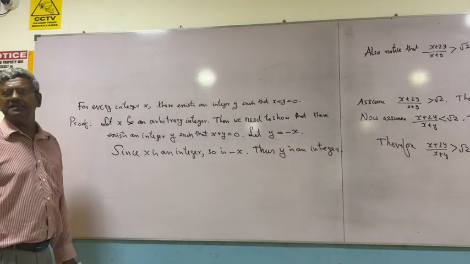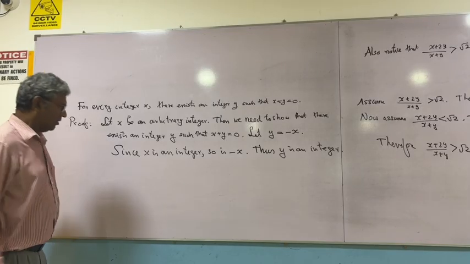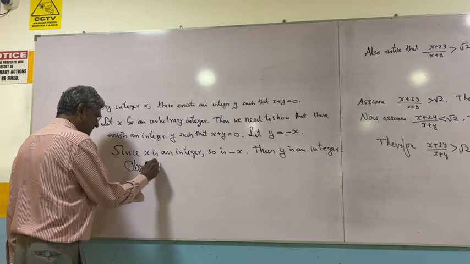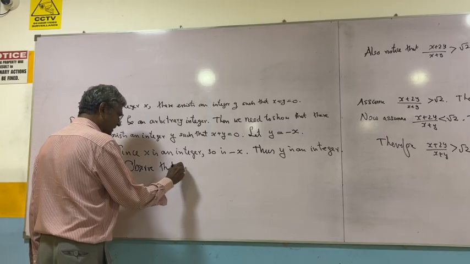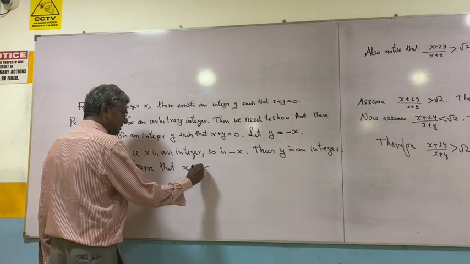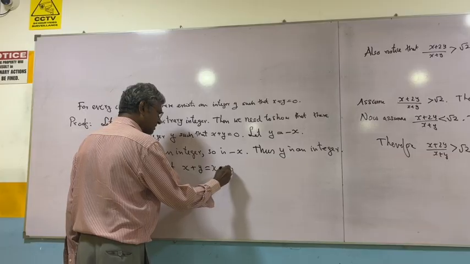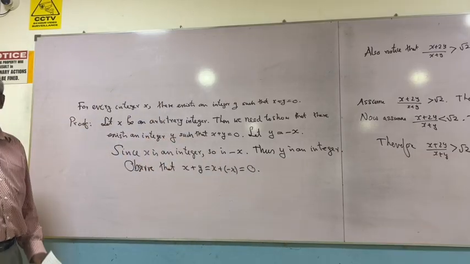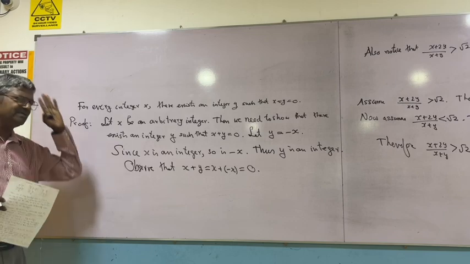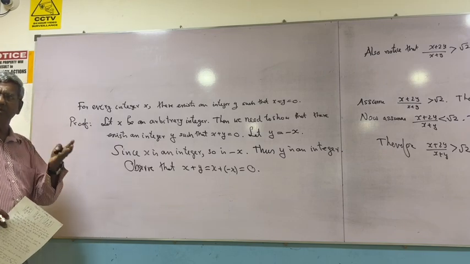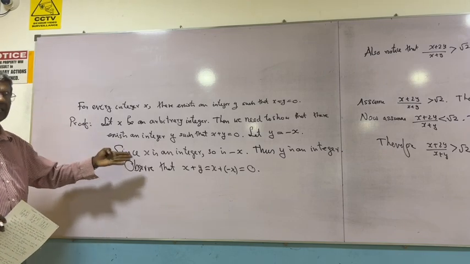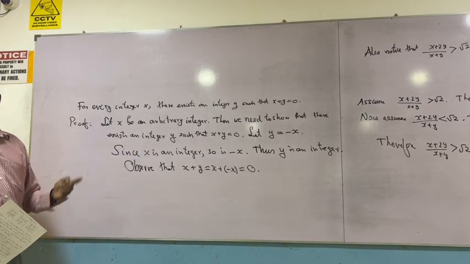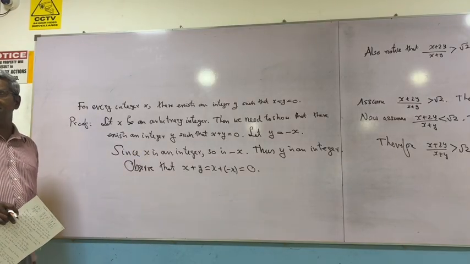That's why it's an integer. Observe that. x plus y is x plus negative x, which is equal to 0. This is a very simple thing, but what I want to see is whether you can write this gradually, leading to the last statement.